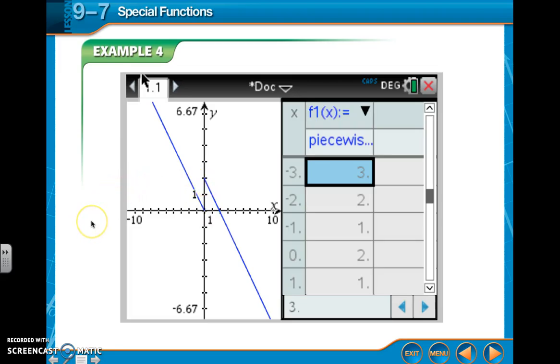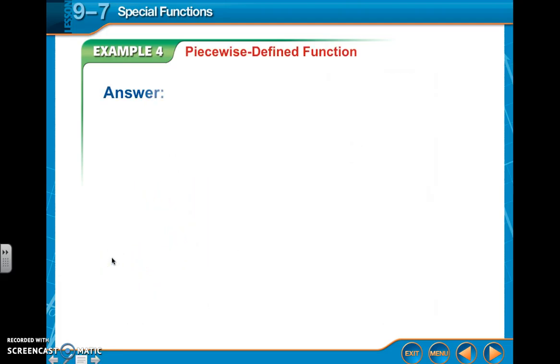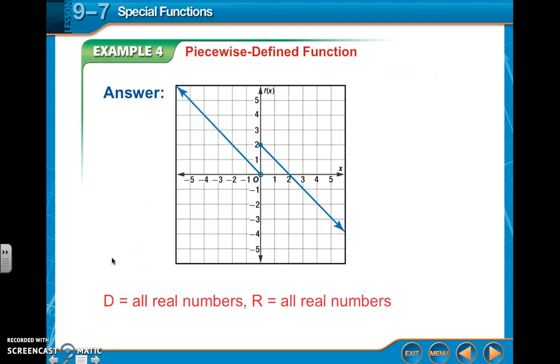Okay, so we'll continue to work with that in class, but otherwise you just plot all the other points and graph it using the calculator. Okay, and that's what it looks like in the end, with an open circle here and a closed circle here. And this graph has a domain of all real numbers, so negative infinity to infinity, and a range of all real numbers, negative infinity to infinity. That's not always true for piecewise, so you have to use the graph to answer domain and range.